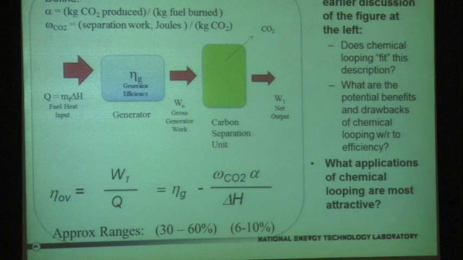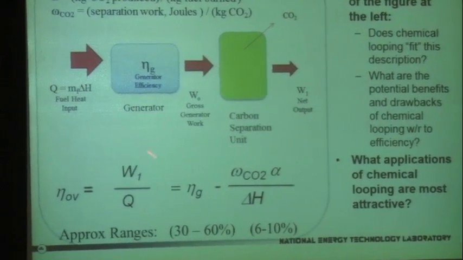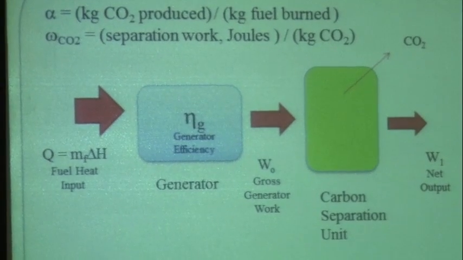Because I put this chart up way at the beginning just to make a point. We're finally back to the beginning here. I showed that most people think about carbon dioxide capture in terms of how much work it takes to do this separation per kilogram of CO2. Well, does chemical looping fit this description?